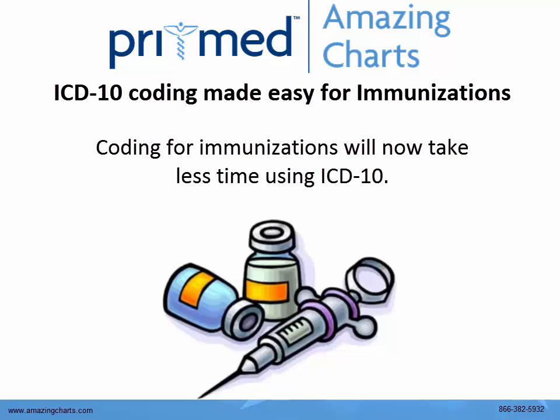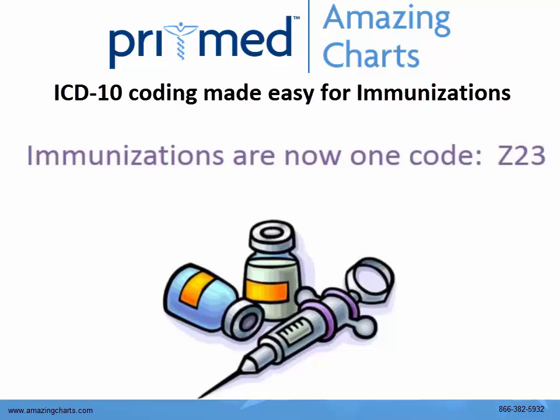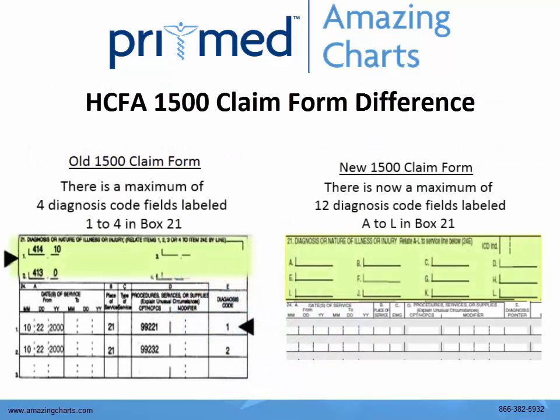Not all of ICD-10 is complex, however. Coding for immunizations got much easier. Immunizations now all fall under one code, Z23. You do not need to match the vaccine diagnosis codes with the correct CPT vaccine anymore. With this expansion of codes, the CMS 1500 form will expand as well. You'll be able to have a maximum of 12 diagnoses on the form, labeled A through L, in box 21. This will give you the additional room for the expanded codes needed.